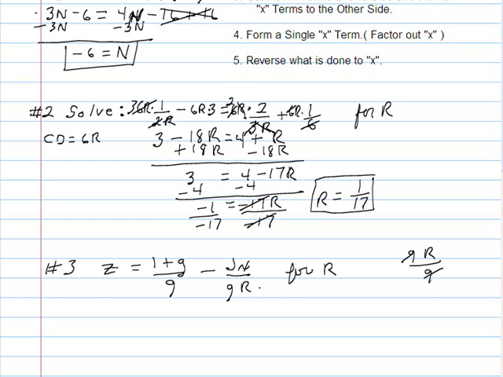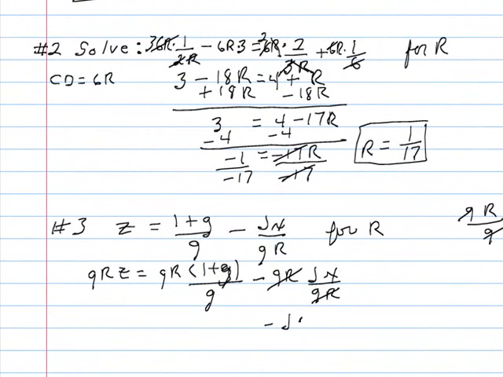So I need to multiply it by every term. GRZ is equal to GR times 1 plus G over G. 1 plus G over G. And then GR minus GR times the last term, JX over GR. Well, the canceling in the last term is pretty obvious. The GR cancels the GR, so I get minus JX.